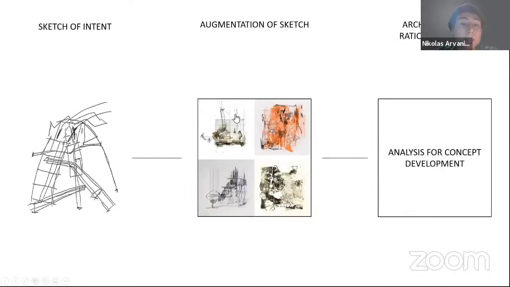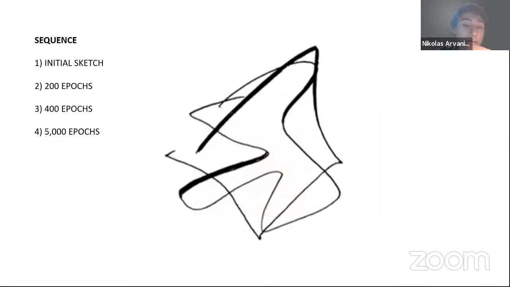So my intent with the original set was to try to get that initial sketch of intent, where it's a more simplistic sketch and tries to inform a certain scheme, and then augment the sketch with a series of the Tom Main paintings as the data set, and then move forward from there to where you would be able to take that output and have an analysis on top of it for architectural rationalization to further develop the concept.